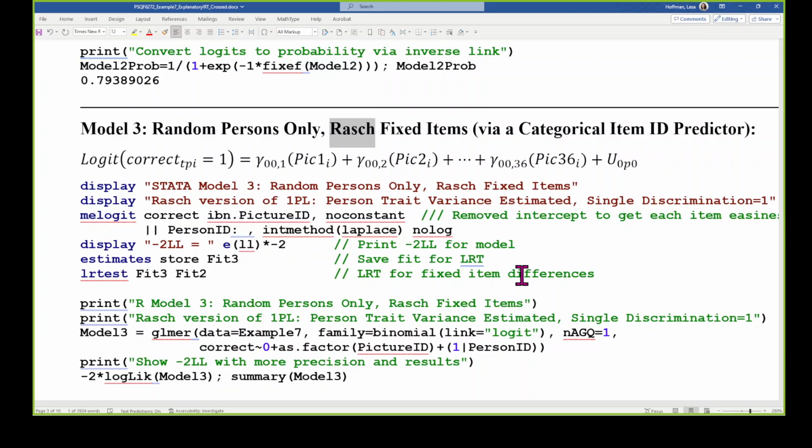Rasch models are a family of psychometric models in which the common part that makes it Rasch is that it assumes that all items are equally good at measuring the latent variable. They can differ in difficulty, but they do not differ in the extent to which they are predicted by the trait.